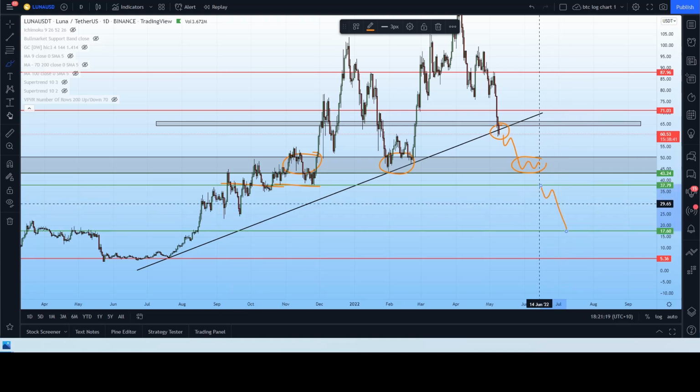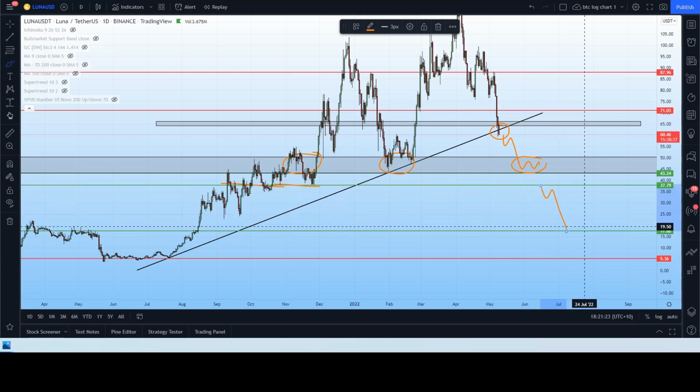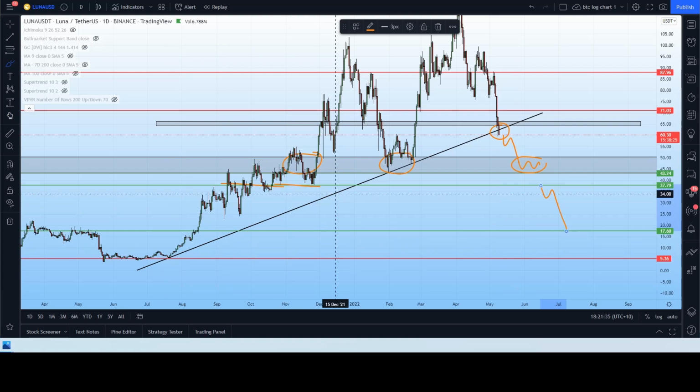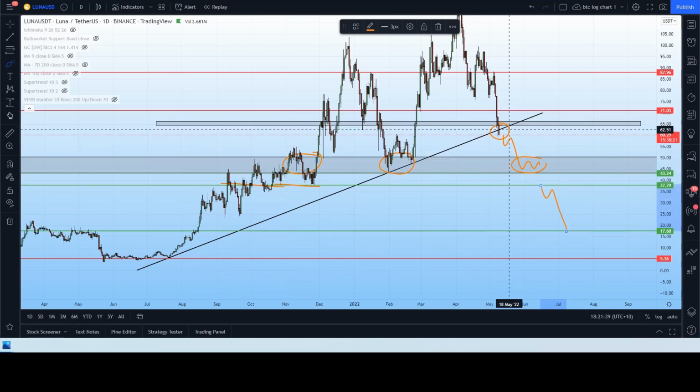There is absolutely no doubt in my mind, if we lose that $37.70 range, we will head all the way to $17.60. So we have to establish one thing right now. Luna is in a downtrend. Officially, Luna is in a downtrend. It has lost its long-term uptrending support line. Therefore, we have to have our sights set on the downside more so than the upside.